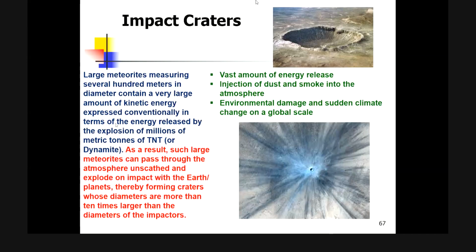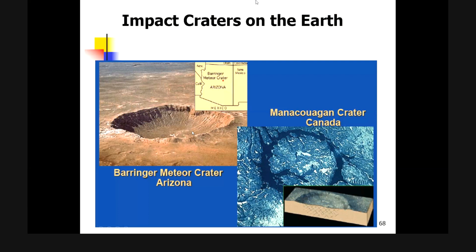So coming to impact craters, we have considered several examples of impact craters. We also dealt with that even a small body impacting a planet such as the Earth can be highly devastating, producing energy that is equivalent to the explosion of TNT or dynamite, right, or basically an explosion of an atom bomb. So shown you some examples of impact craters on the Earth.